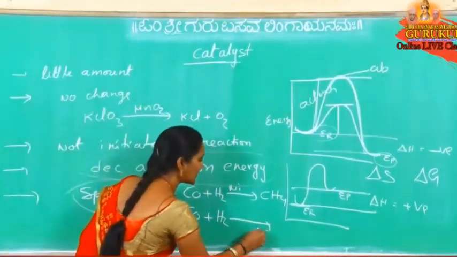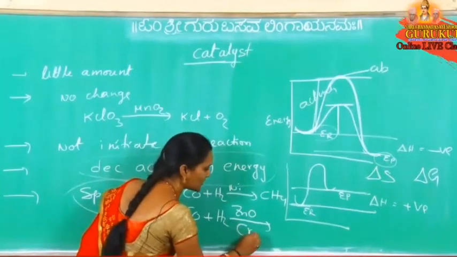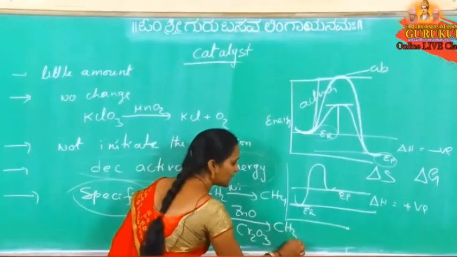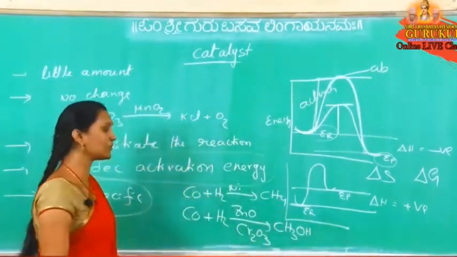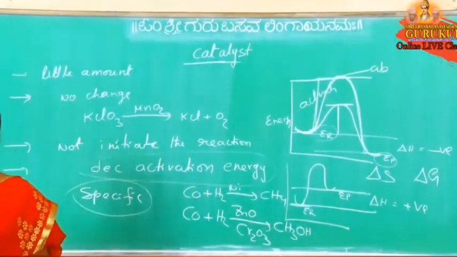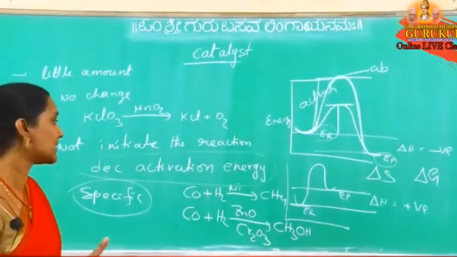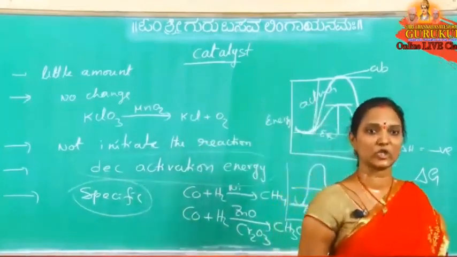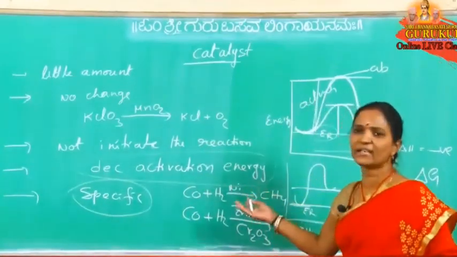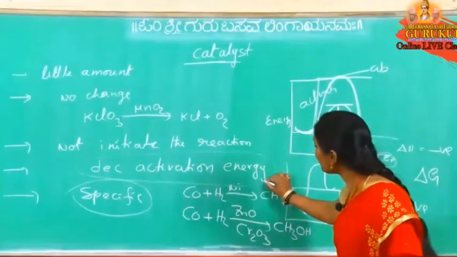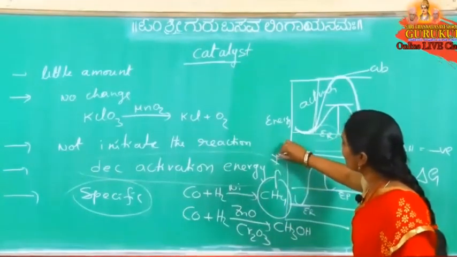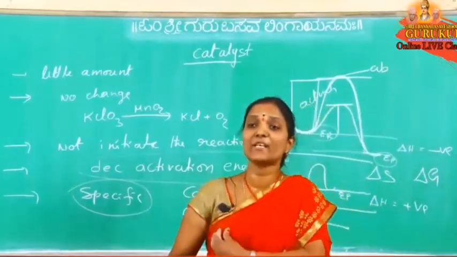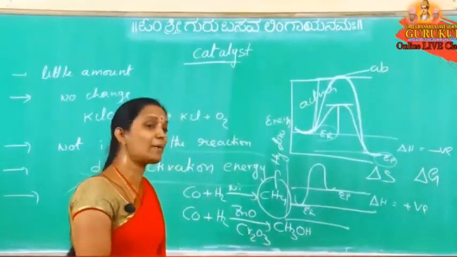Now it is heated in the presence of zinc oxide and chromium oxide. The product obtained is methyl alcohol. Reactants are similar: the carbon monoxide and hydrogen mixture. If nickel is used as catalyst, the product obtained is CH4. If nickel, iron or cobalt is used as catalyst, the product obtained is a hydrocarbon. We can write hydrocarbons instead of CH4. So, preparation of hydrocarbons from water gas.